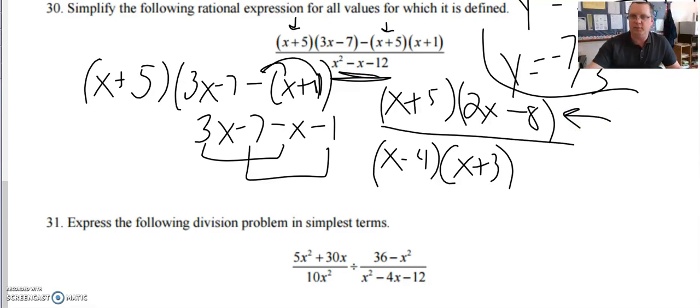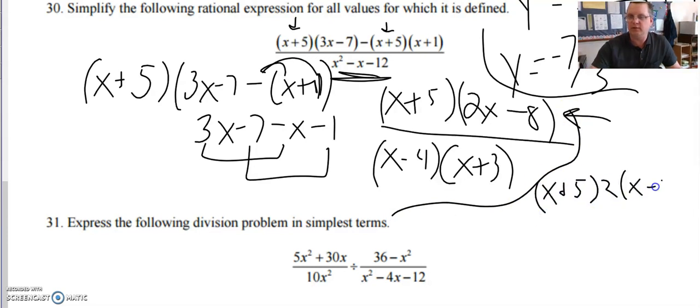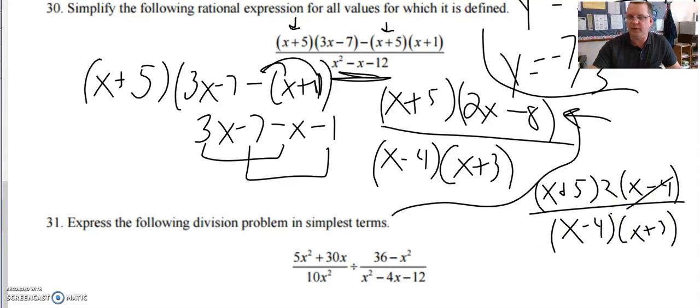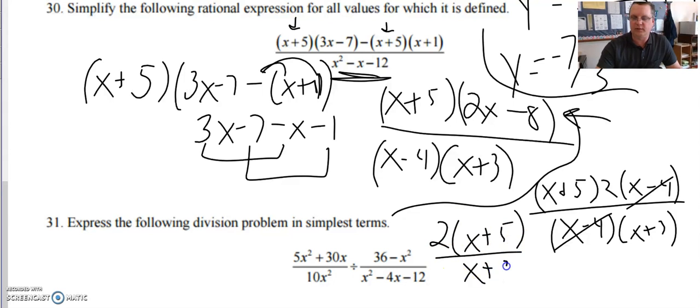So that would become x plus 5, 2, x minus 4, all over x minus 4, x plus 3. The x minus 4s cancel. So you're left with 2x plus 5 all over x plus 3. Okay.